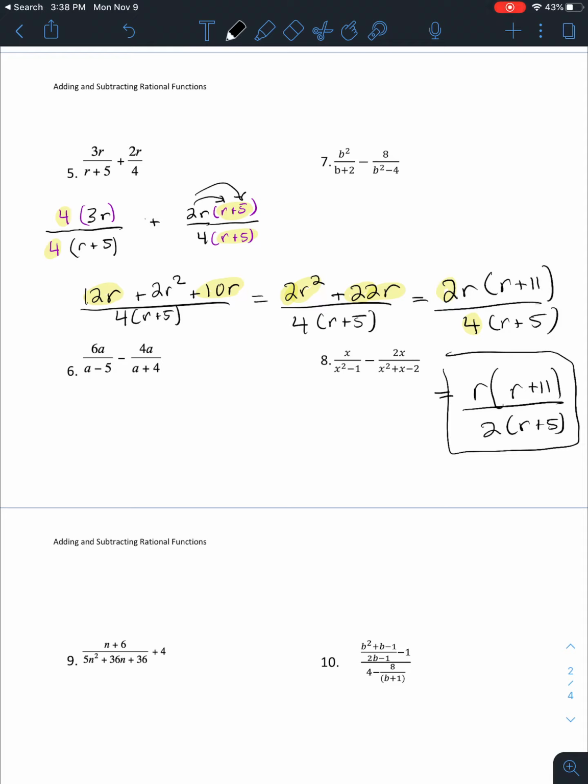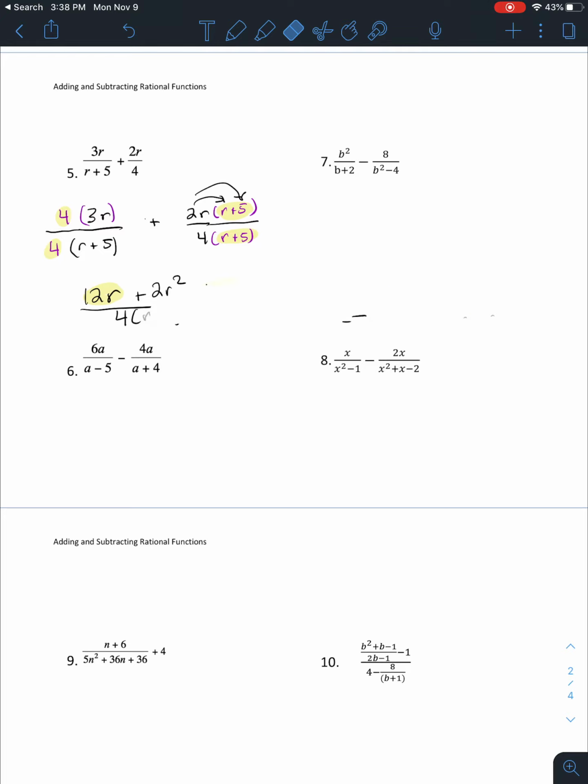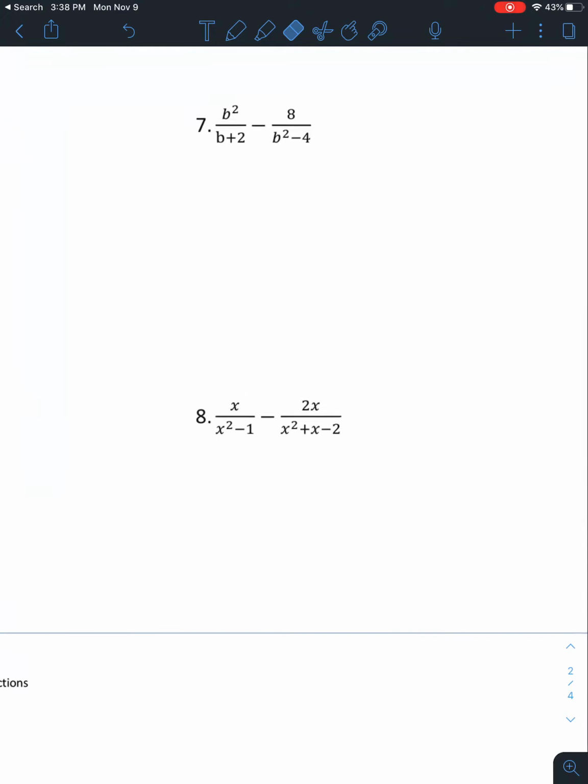I'm going to jump to the next example and erase this. With these, it takes practice, and you need to see as many different types of problems as you can so you know what to do, even though sometimes there is value in just thinking on your feet.